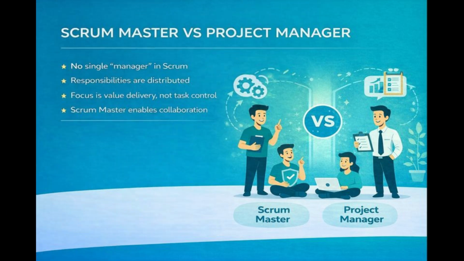Scrum Master versus Project Manager. Scrum differs significantly from traditional project management. In Scrum, responsibilities are shared across roles rather than centralized in a single project manager. The product owner manages priorities and scope. The developers determine how work is done. The Scrum Master ensures the process supports collaboration and delivery.